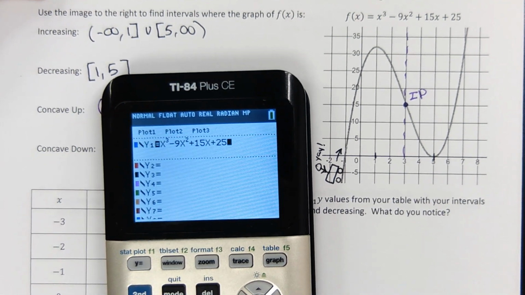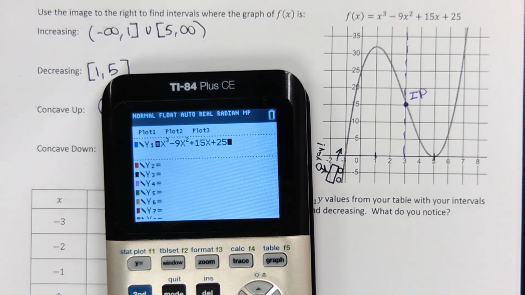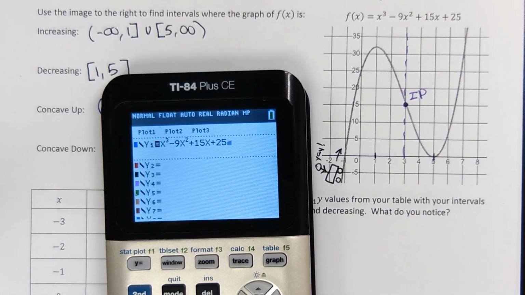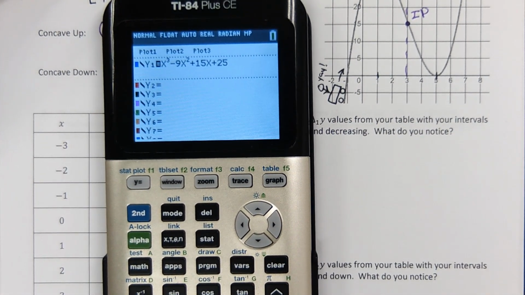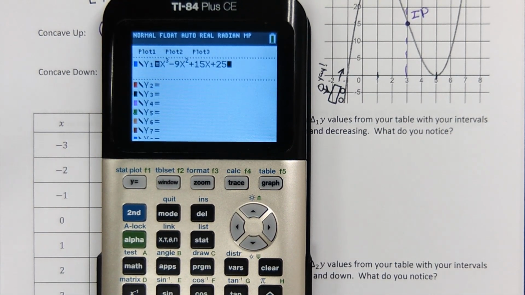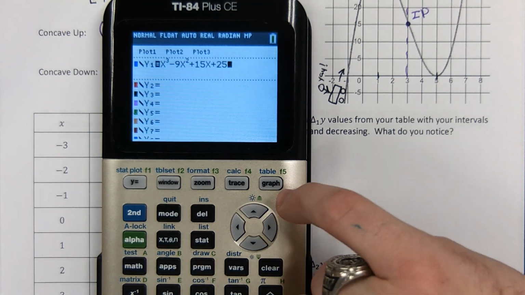So I'm back to y equals, and I typed it in. Good? Our graphing calculator can tell us what the y values are at any x value. And it could do it as a list, but not like a stats list. It'll do it as a table right there.